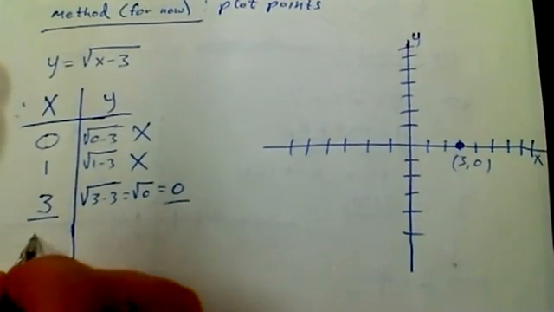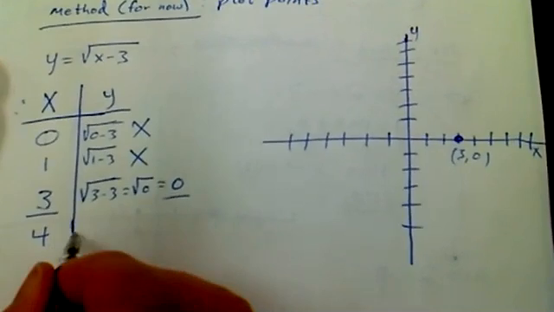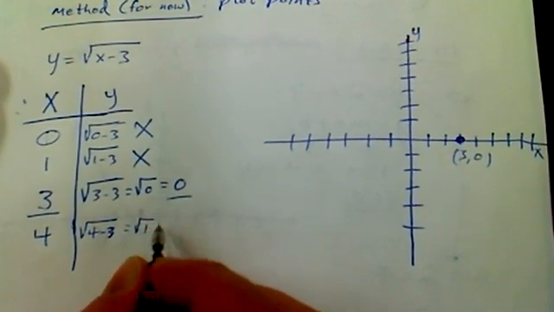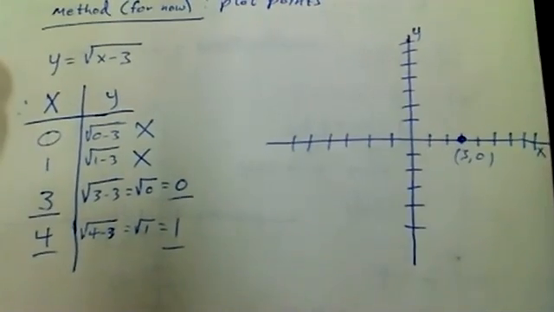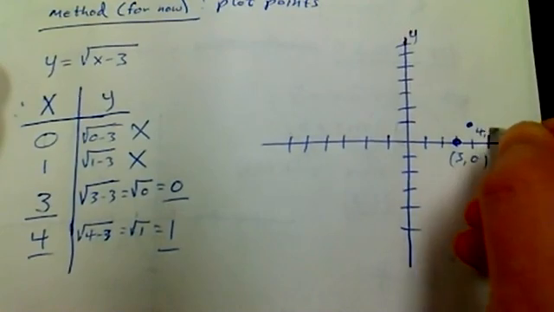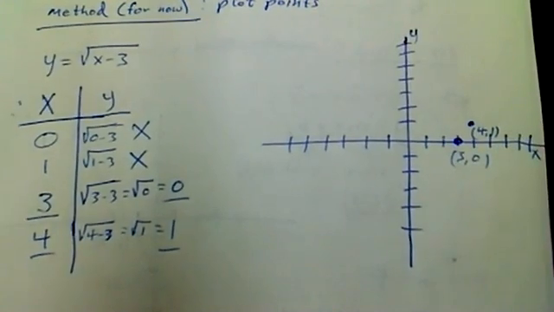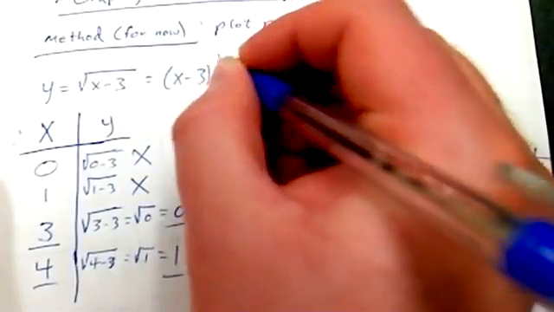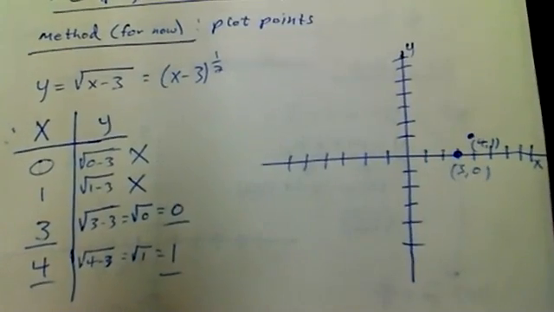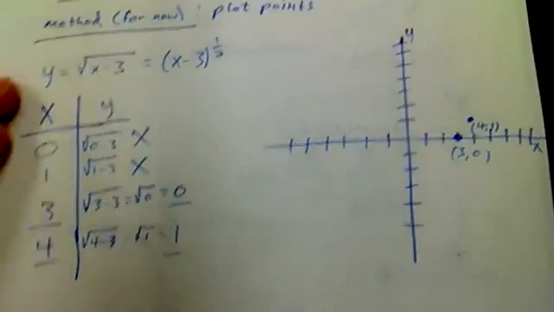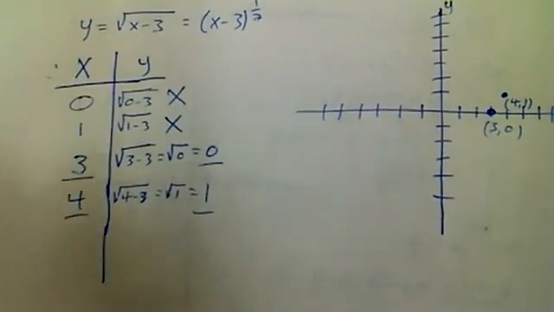Let's try when x is 4. Square root of 4 minus 3 equals square root of 1 is 1. So I have the point 4, 1. Now here's the thing, you need more than 2 points if you have a nonlinear equation, which this is, right? We know this is technically x minus 3 to the 1/2. That's nonlinear, okay? So it's not going to just look like a line. So generally you want to get a few more points to get the feel of what's happening.